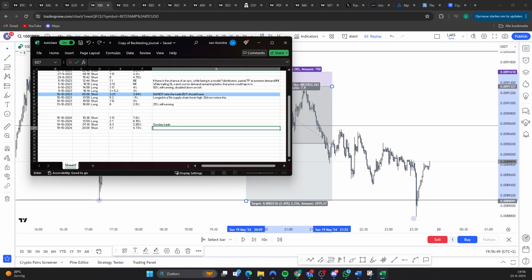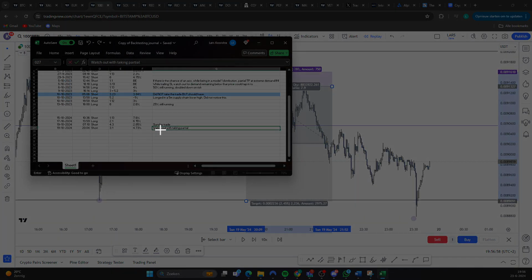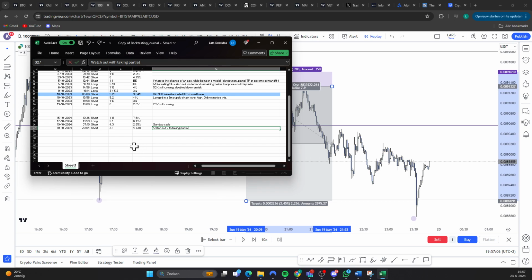How do I want to phrase it? I'm gonna say like, watch out with taking partial TPs in distribution schematic.